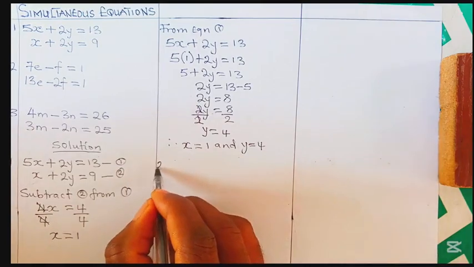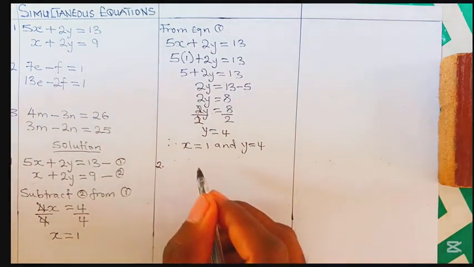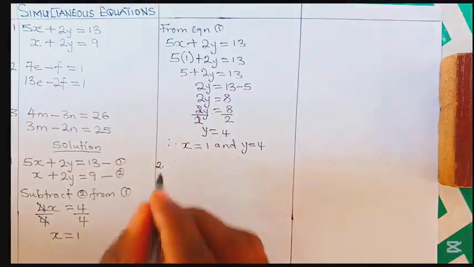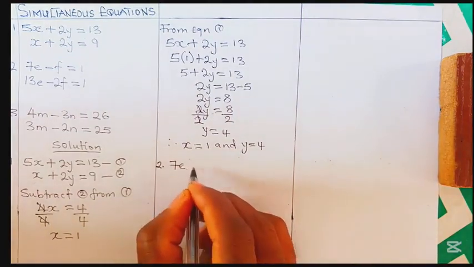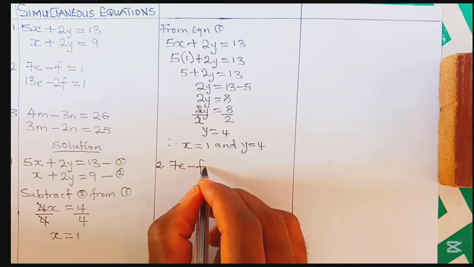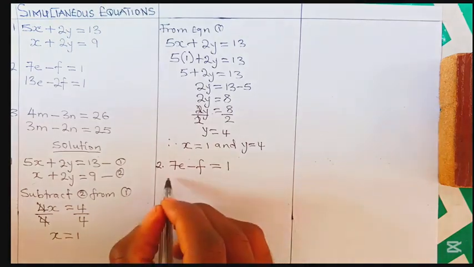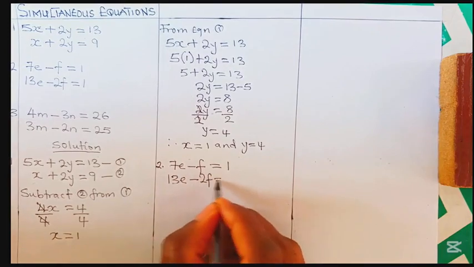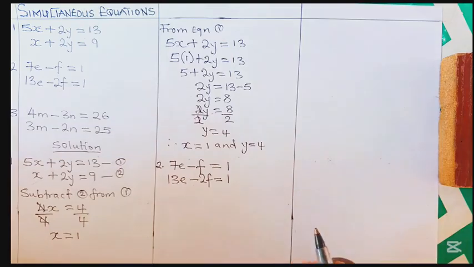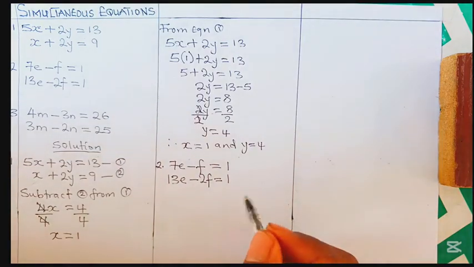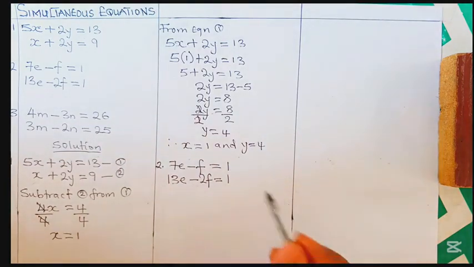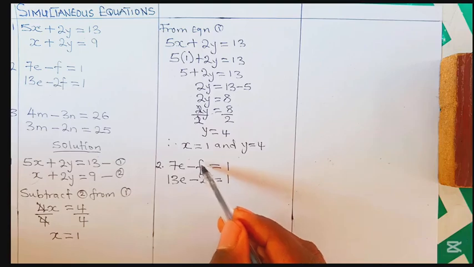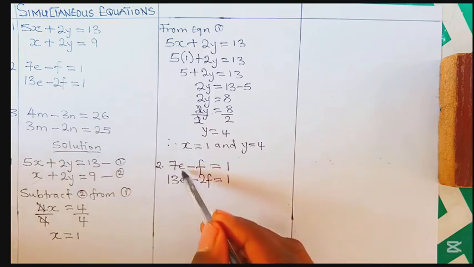Number 2, 7e minus f is equal to 1, and 13e minus 2f is equal to 1. In this simultaneous equations, we don't have coefficients that are the same.